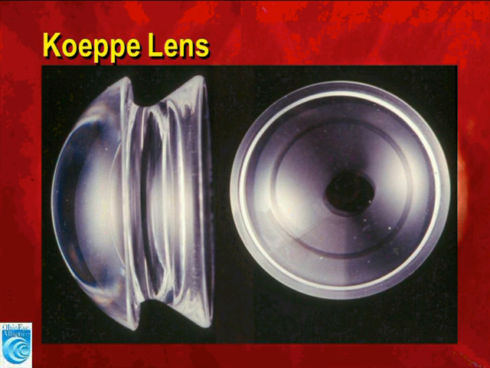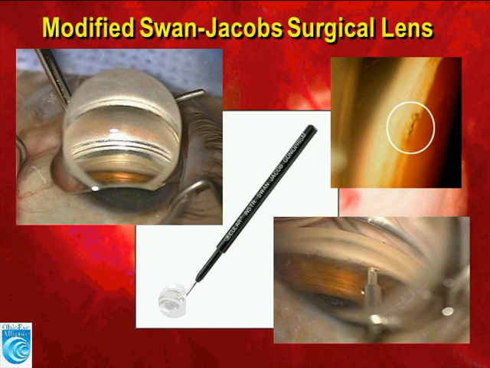This is a Koeppe lens. A modified Swan-Jacob surgical lens is much more commonly used these days, and with many of the newer angle procedures which have followed goniotomy, we have things on the lower right like Trabectome and iStents which regularly employ angle surgery. In order to do this type of angle surgery, we must be able to view the angle and correctly identify all of the angle structures.